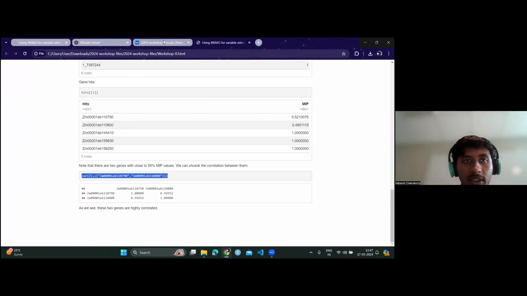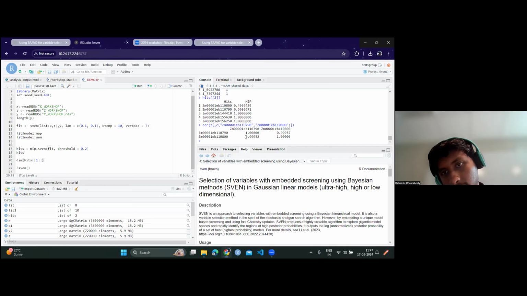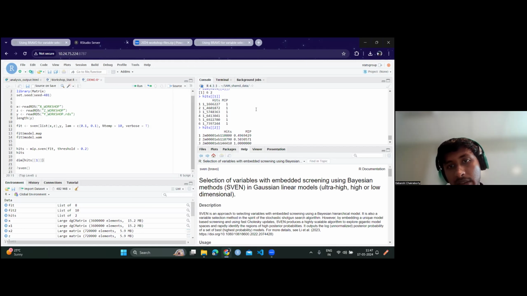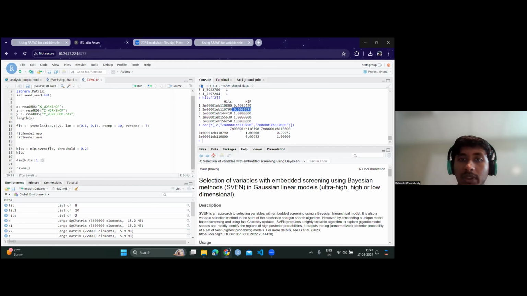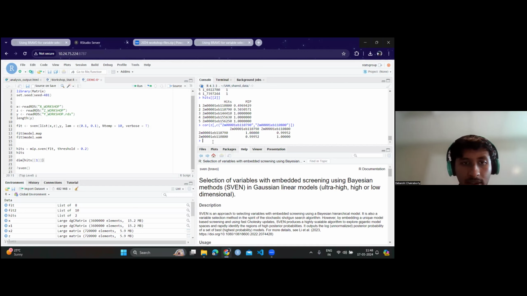So from the Z matrix, we can just check the correlation. My matrix is small z, I think. And if we check, we can see that the correlation between them is very, very close to 1. So that's why both of them are selected with equal inclusion probabilities, because the probabilities are distributed between them like that. So we can choose any one of them if we want, depending on domain knowledge experts. So yeah, this was a brief demonstration of the thing.